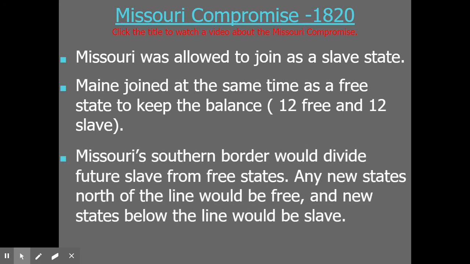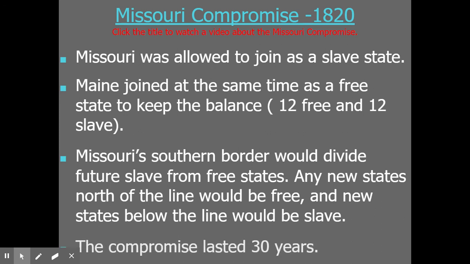And to keep this from becoming a problem when any future states were added to the United States, they decided to use Missouri's southern border as the dividing line. Any new states that came in north of that line, except for Missouri, obviously, would be free states. And any new states that came in below that line would be slave states. And of course, since the territory we're talking about is the Louisiana Purchase and all of that Western territory, none of that belonged to us yet. So it makes a little more sense when you see the map. And hang on, I'll show you the map in just a second.